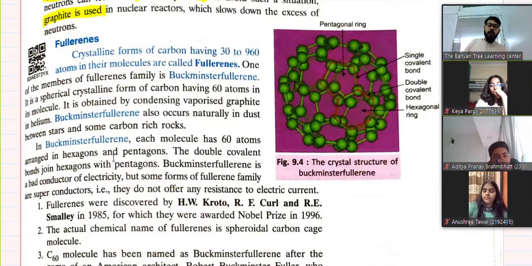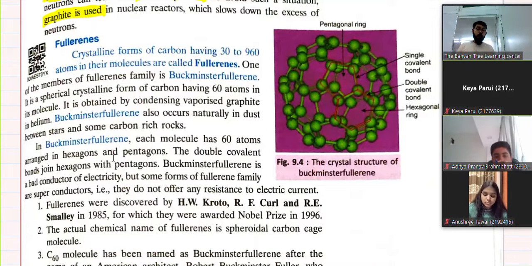ये जो Buckminster Fullerene है उसका शेप बहुत ही peculiar होता है. It has a football kind of a shape with alternate pentagonal and hexagonal rings.